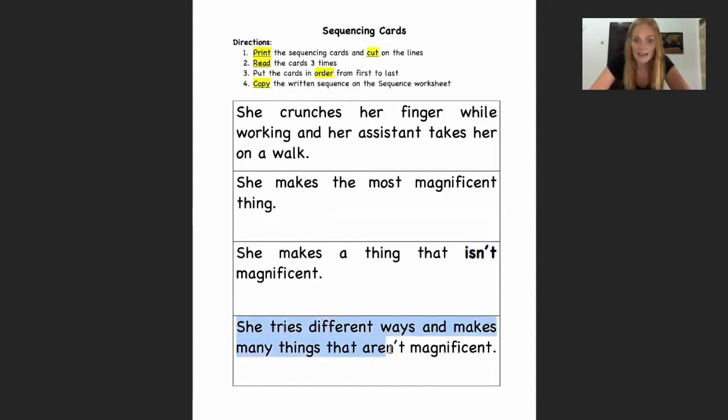All right, the last one, she tries different ways and makes many things that aren't magnificent. Again, we have another contraction, are not. So this one says she makes one thing that isn't magnificent. And this one is she tries again and again and again, and all of them are not magnificent.